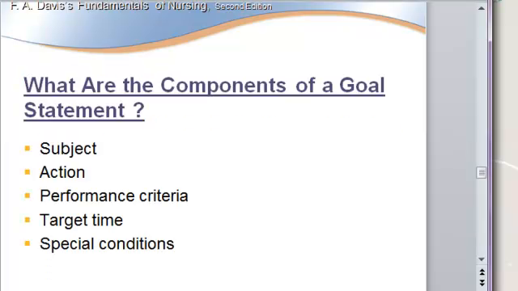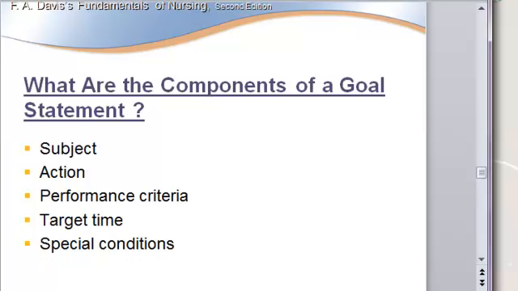So what are the components of a goal statement? So when we look at this, we are looking at the subject, which is the patient. The patient will, whatever the action is, the performance criteria, and the target time and the special conditions that you're going to be looking at when you state your goal.